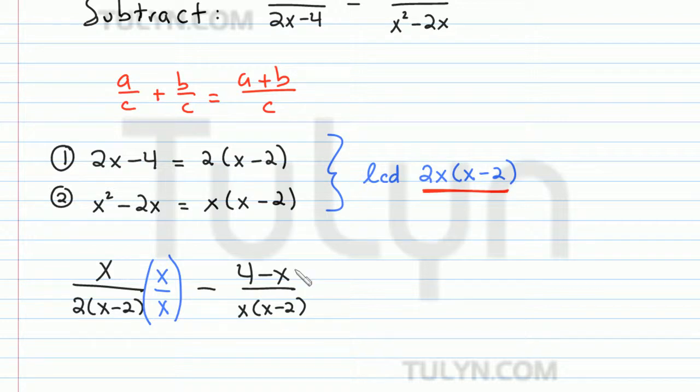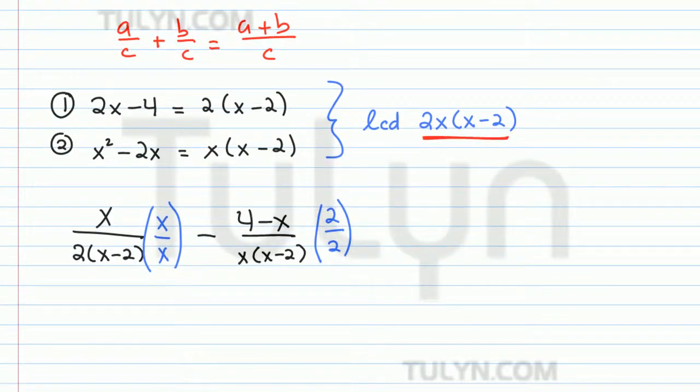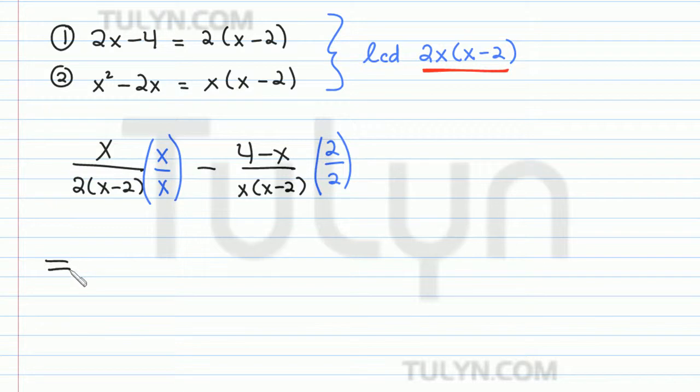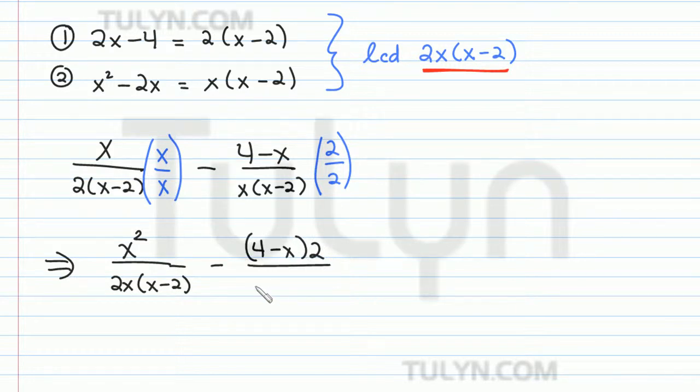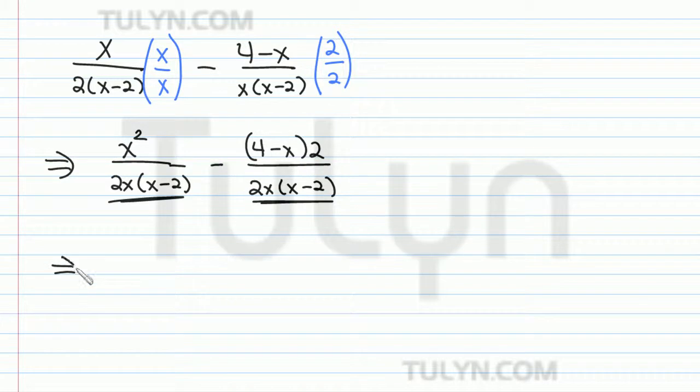Now for the second, the denominator has the x and the x minus 2, but not the 2. So we do the same thing. We multiply the top and bottom by whatever's missing, in a sense. So now that we have that, let's do these operations. So x times x is going to be x squared over 2x(x minus 2), minus (4 minus x) times 2 over 2x(x minus 2). So now these two denominators are the same, right? 2x(x minus 2). So we can combine the numerators under that common denominator.